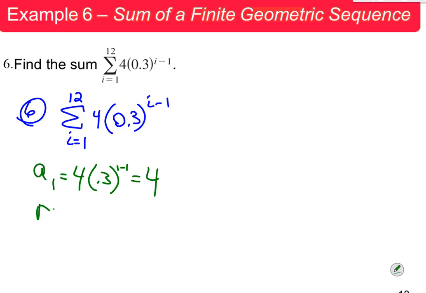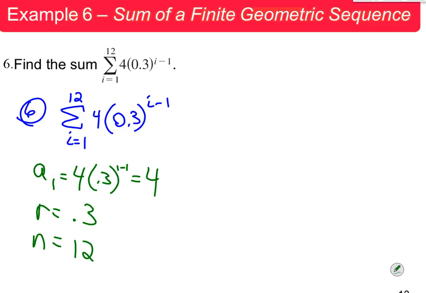What is r? It's just right on there. What are we multiplying by to get the next term? 0.3. r is 0.3. And what is n? 12. Okay, so maybe even give yourself some little arrows or something like that to remind yourself what that is.